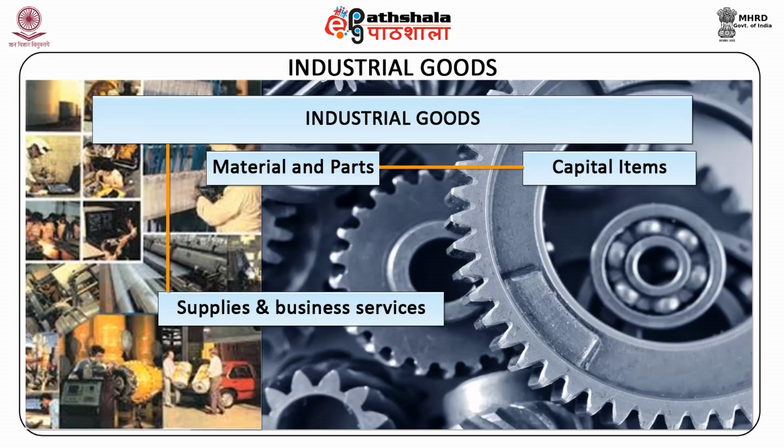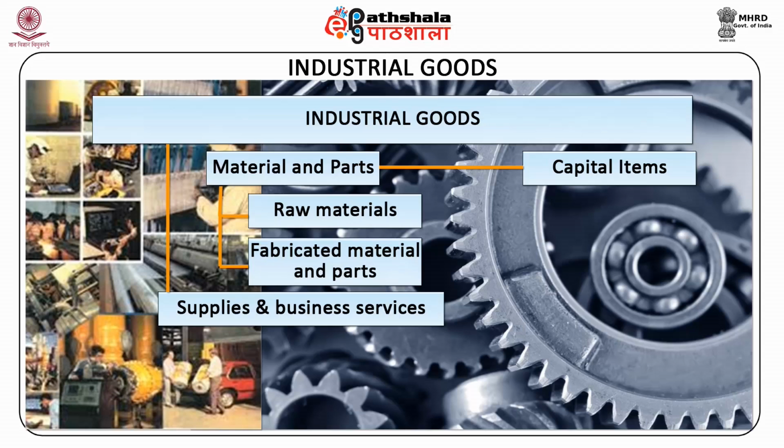First, material and parts. These are goods that enter the manufacturer's products completely. They fall into two categories: raw materials and fabricated materials and parts. First, raw materials. These are taken from nature. Examples include wheat, cotton, livestock, fruits, and vegetables. These are supplied by many producers who turn them over to marketing intermediaries who provide assembly, grading, storage, transportation, and selling services and finally make them available to the manufacturers.